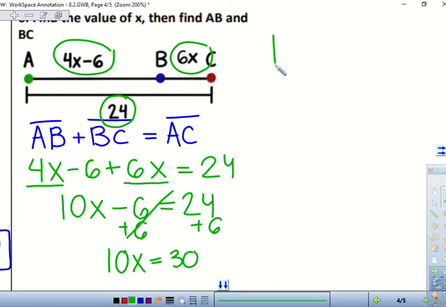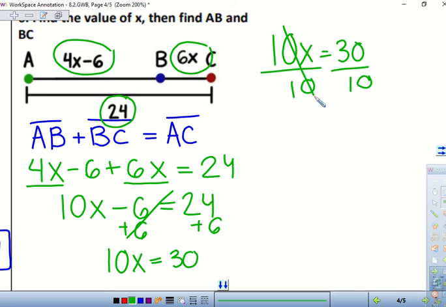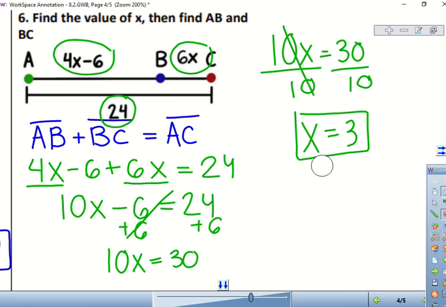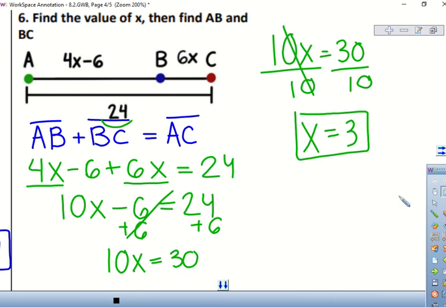I'm going to bring it up here so I don't have to change the slide. 10x equals 30, we would then divide by 10 on both sides. What is 30 divided by 10? 3. Now they asked me for the value of x, but is that all they asked me for in the question? They also asked me to do what? They want us to find AB and BC.